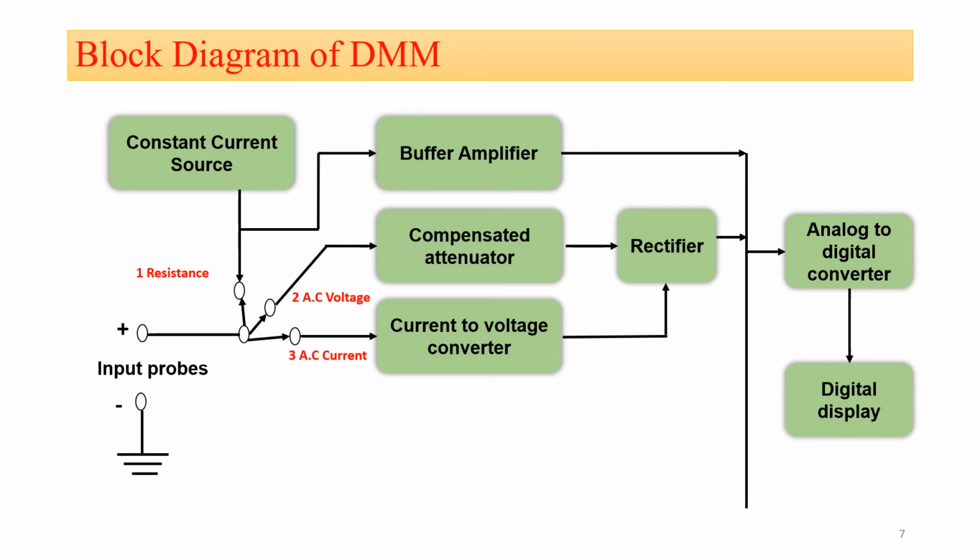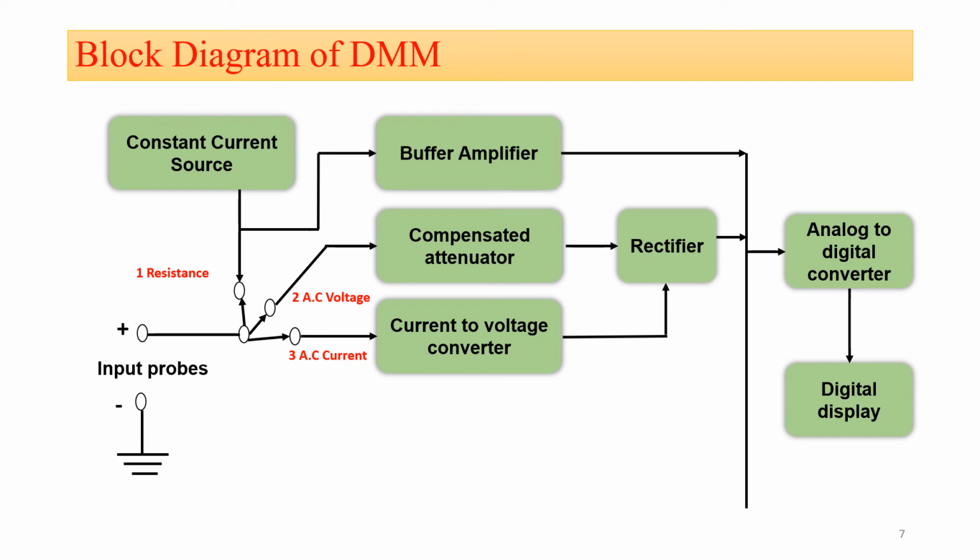Now if you see the circuitry of our current to voltage converter, then it basically uses the op-amp, that is operational amplifier, to convert our current into the voltage. Now by using our op-amp, your current parameter will be converted into voltage parameter, then the output of your current to voltage converter is applied to our rectifier.